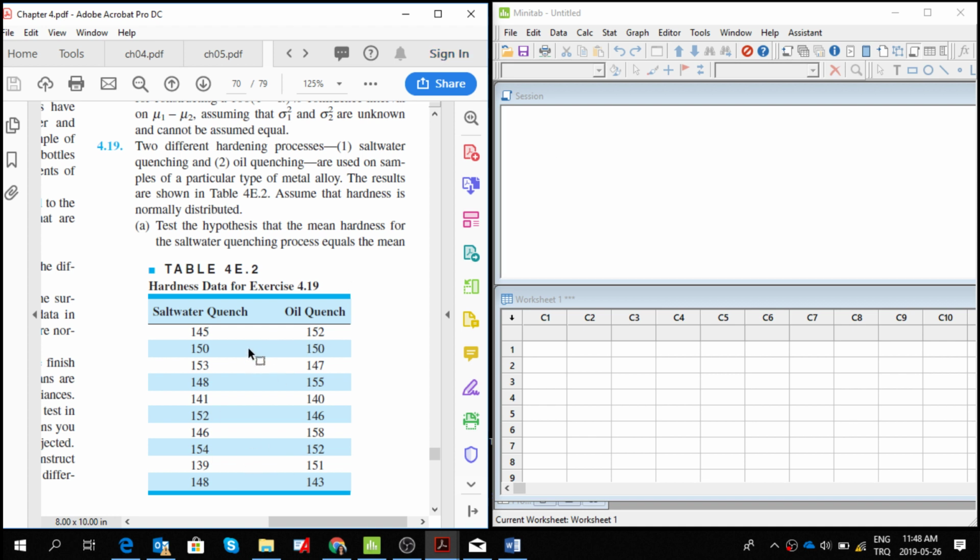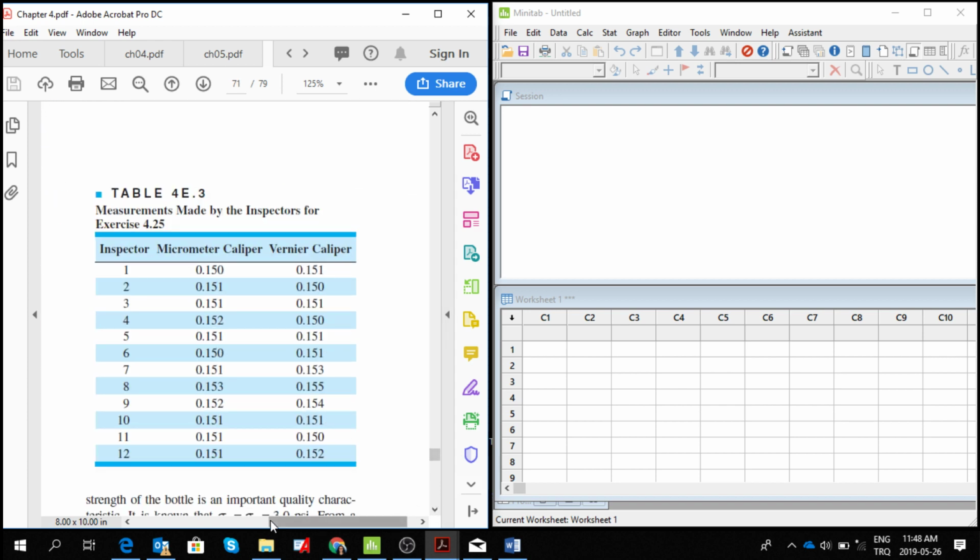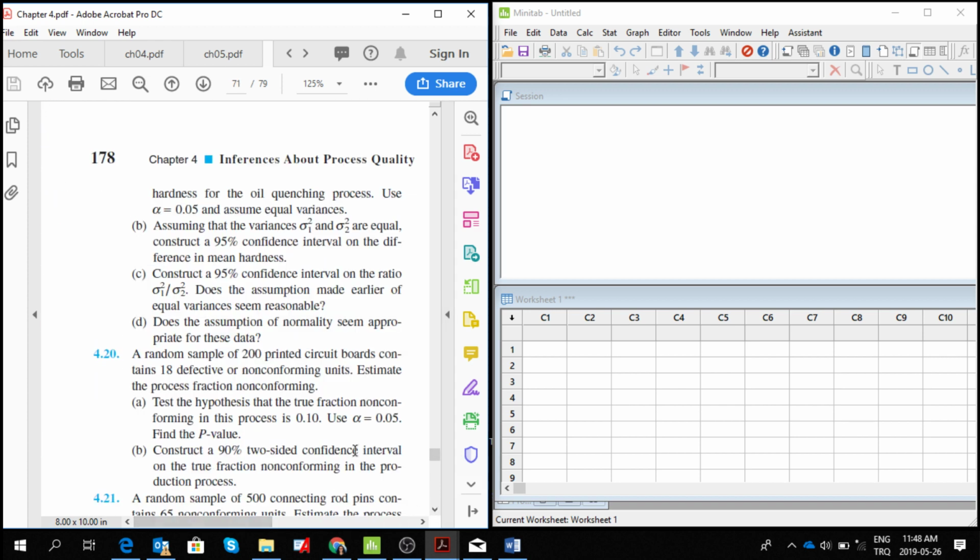4E2, which is in here. This is salt water quench and this is oil quench. Assume that hardness is normally distributed. A, test the hypothesis that the mean hardness for the salt water quenching process equals the mean hardness for the oil quenching process, use alpha 0.05 and assume equal variances.